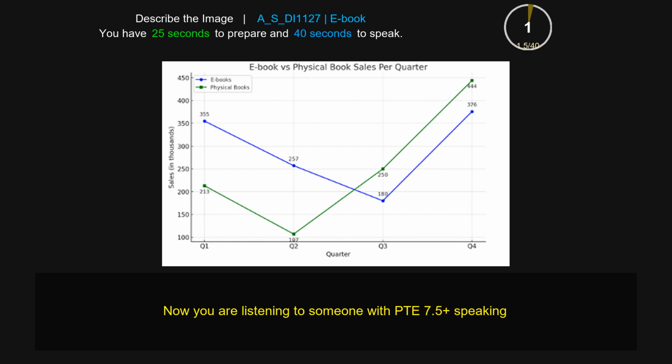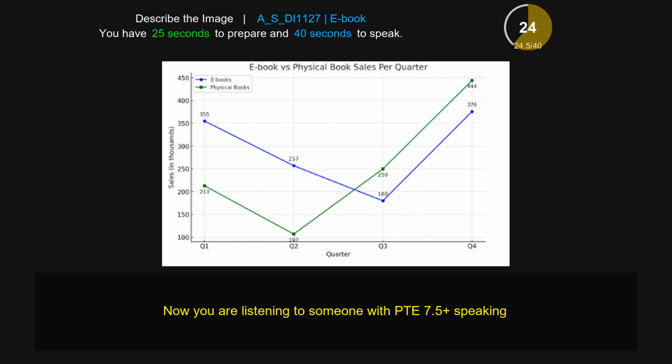The picture gives the detailed information about the line chart, including the topic about the ebook versus physical book sales per quarter. Firstly, it displays the information about the sales, which are in the thousands, as well as the quarters. Secondly, it displays the information about the ebooks and the physical books, and here the highest element is 444 and the lowest element is only 213.